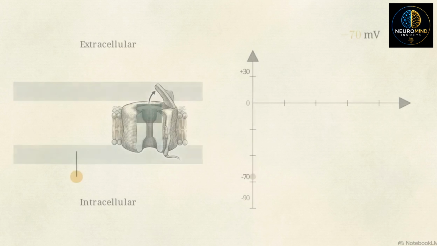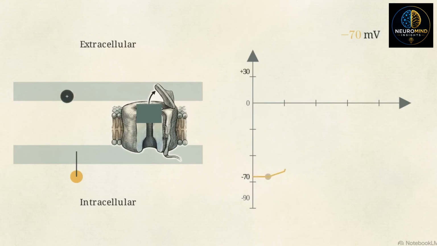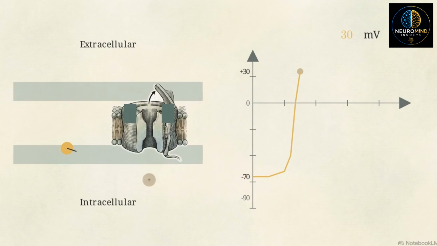When the internal voltage hits +30 millivolts, a ball and chain inactivation gate on the inside of the sodium channel swings up and plugs the pore. Simultaneously, slower voltage-gated potassium channels finally open, and positively charged potassium rushes out of the cell. As positive ions leave, the cell interior rapidly drops back down toward negative territory. This phase is called repolarization. On our graph, the line plummets from the peak back toward the baseline.